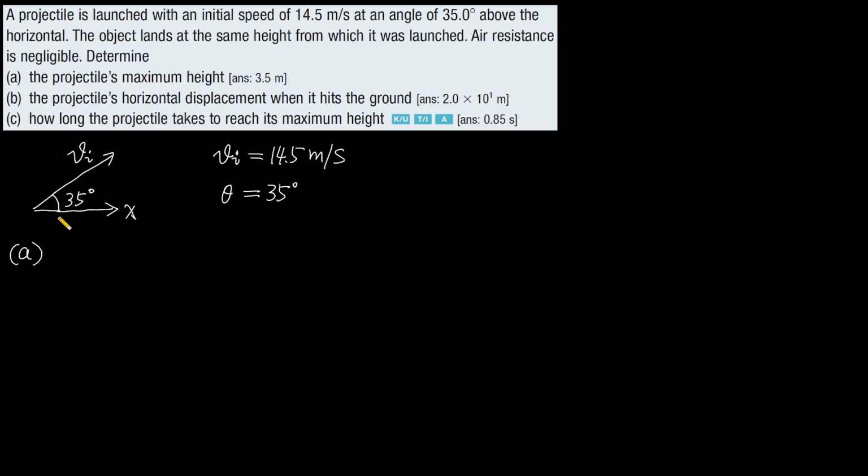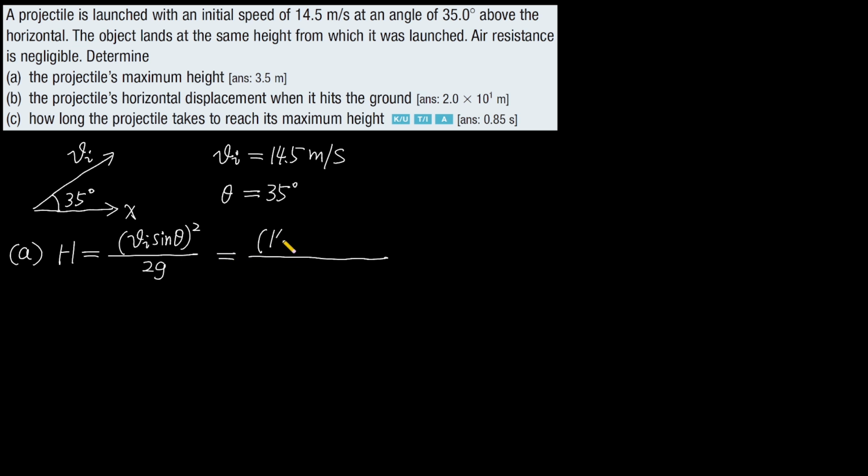From the previous videos, we already know that its maximum height equals the initial velocity multiplied by sin theta, squared, divided by 2 multiplied by acceleration g. But this formula is only for such a situation that the object lands at the same height from which it was launched. So the height of its starting point has to be the same as the height of its landing point. Then we put values in this formula.